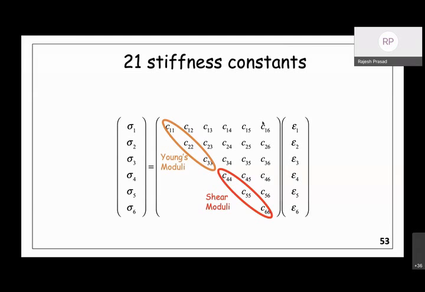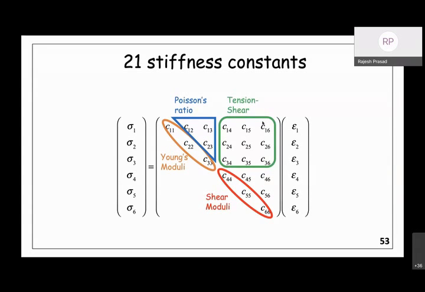So it relates a 2, 3 stress to 2, 3 strain. So these are shear moduli. These three constants relate to Poisson ratio, which we have calculated and shown you.